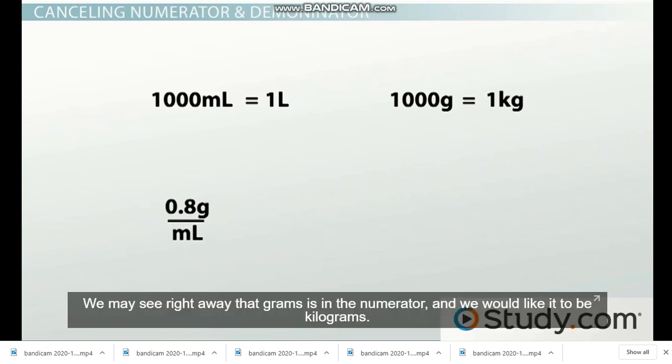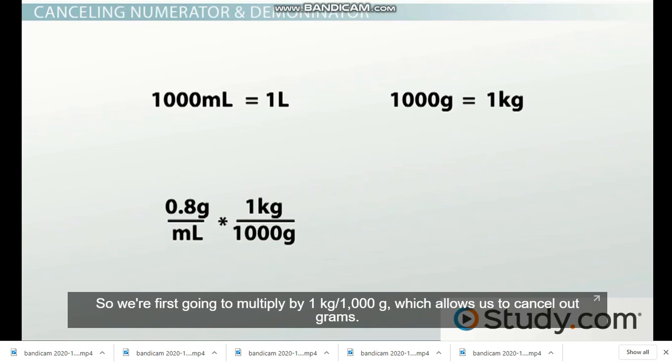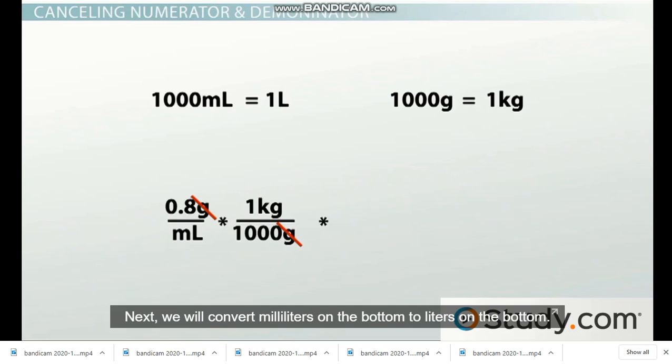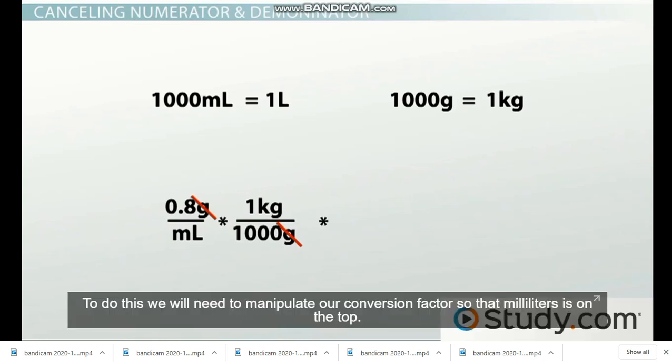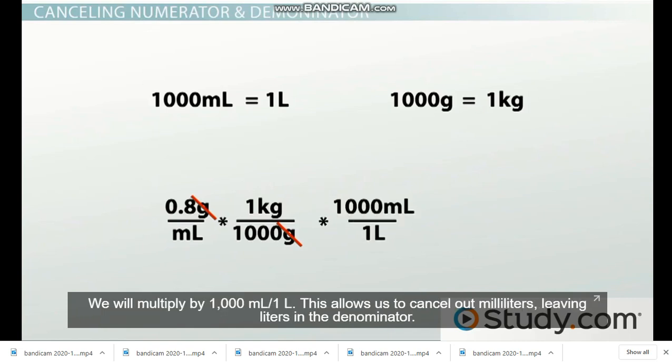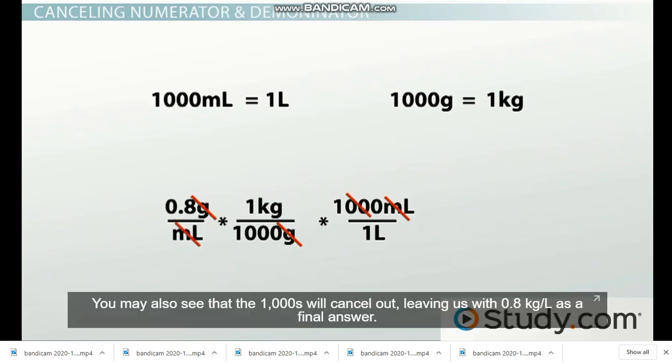We may see right away that grams is in the numerator, and we would like it to be kilograms. So we're first going to multiply by 1 kilogram over 1,000 grams, which allows us to cancel out grams. Next, we will convert milliliters on the bottom to liters on the bottom. To do this, we'll need to manipulate our conversion factor so that milliliters is on the top. We will multiply by 1,000 milliliters over 1 liter. This allows us to cancel out milliliters, leaving liters in the denominator. You may also see that the 1,000s will cancel out, leaving us with 0.8 kilograms per liter as the final answer.